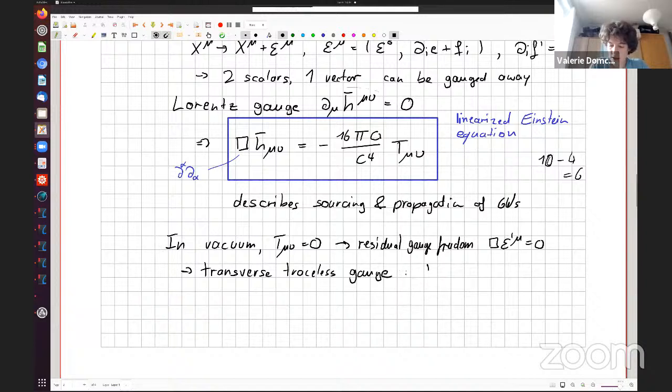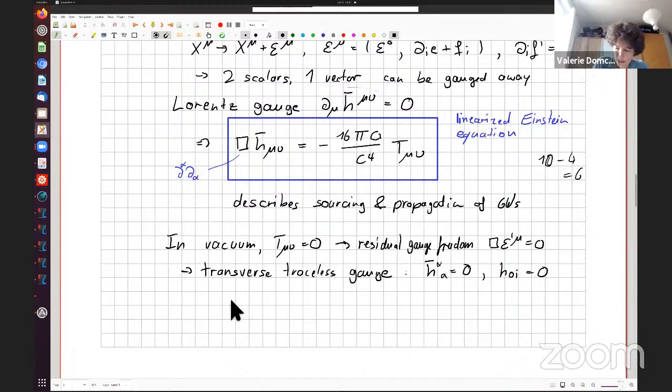The prescription is that we set the trace to 0, so h alpha alpha is 0. And we also set the mixed components, the 0i components, to 0. So you can see this is again 4 equations: this is 1 equation, this is 3 equations.